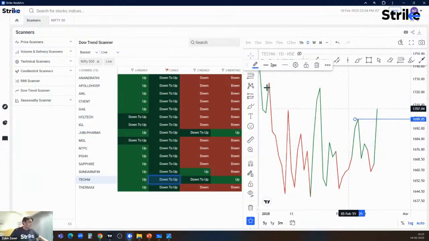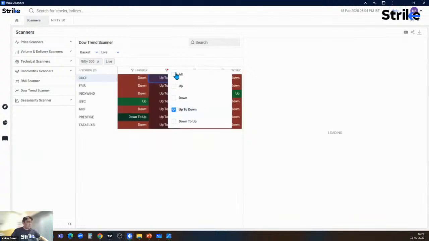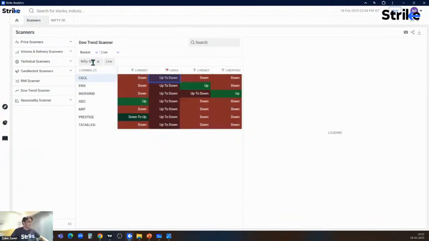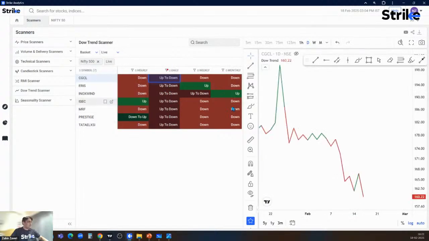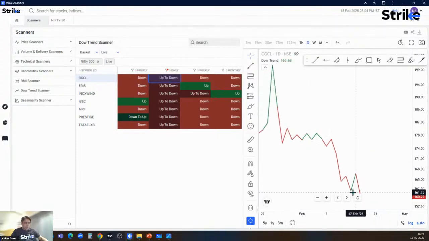Now, one more thing you can do: if your view is bearish, instead of looking at down to up, you can look at up to down. And you get a list of around seven stocks where the trend is down. You can see that for this particular CGCL, the overall trend is down, and the previous bottom has also been breached, so the trend is still down.